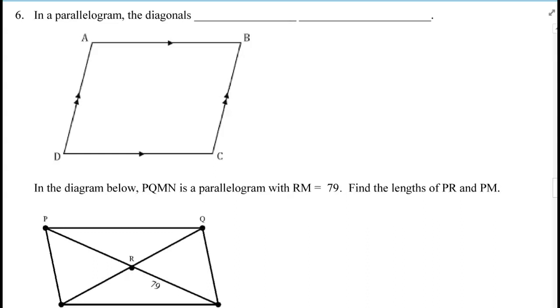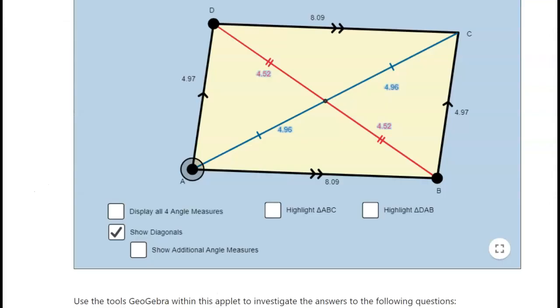Hello geometry students, there's one more property of parallelograms and that's about the diagonals. So I'm going to draw in the diagonal DB in red, and I'm going to draw in the diagonal AC in green, and we're going to take a look at this visual.